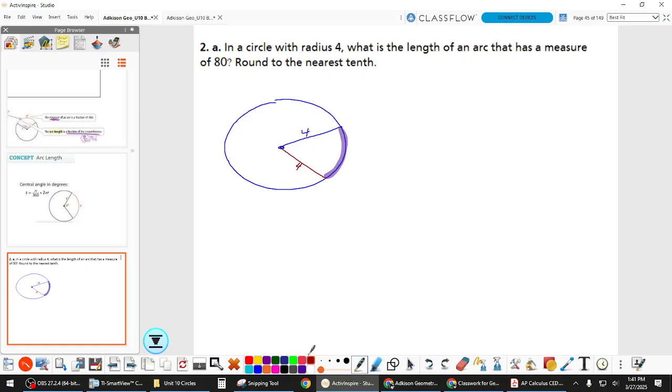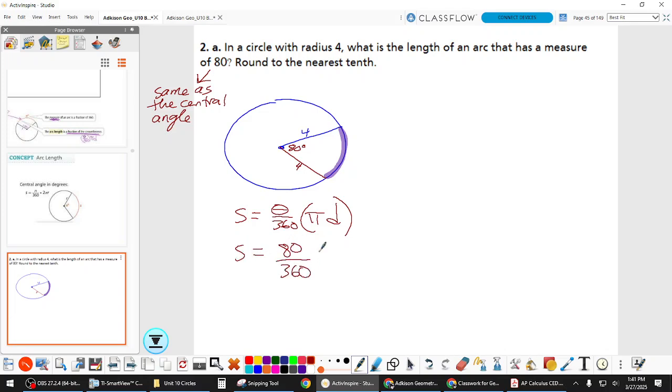Where in the picture can I write the 80? That would be helpful. Here, right? Even though it says a measure of 80, remember this is the same as the central angle because it's the measure. So you can put it here. Okay, and then we say S equals theta out of 360 times pi times diameter. So theta is 80 out of 360 times pi, and what is the diameter? 8. Yep. Okay, then we can just punch that in.